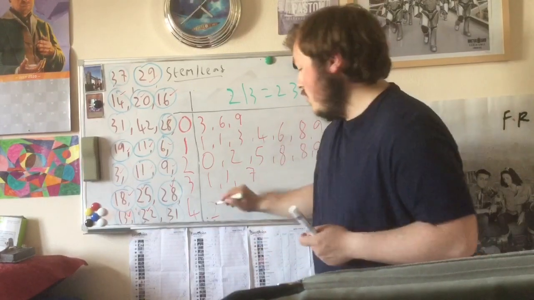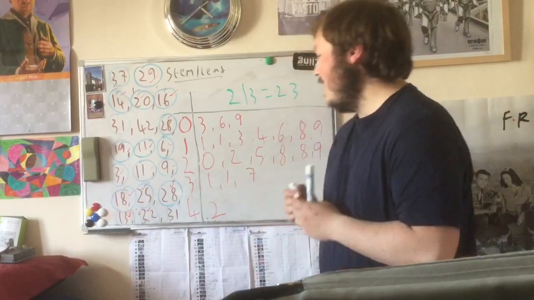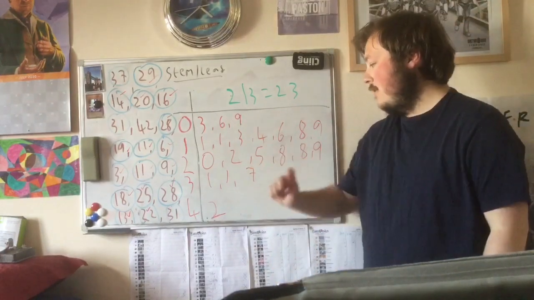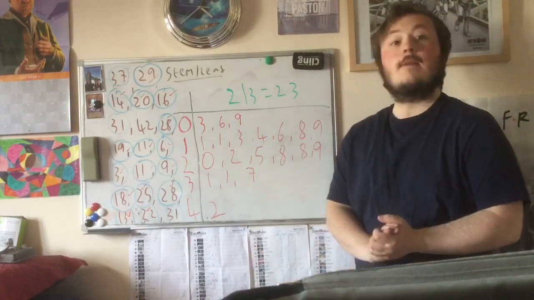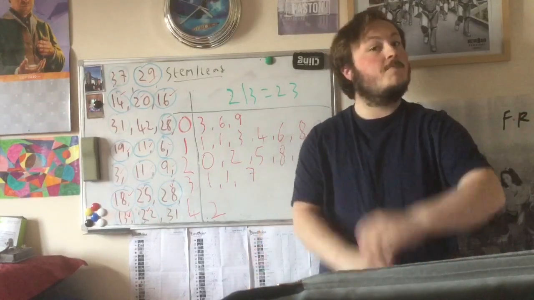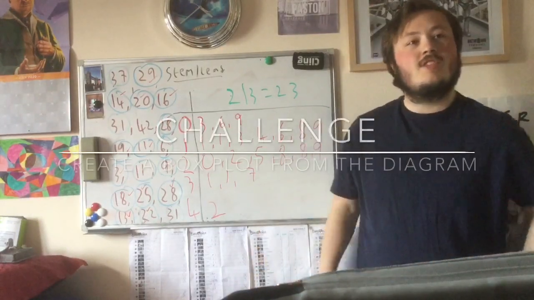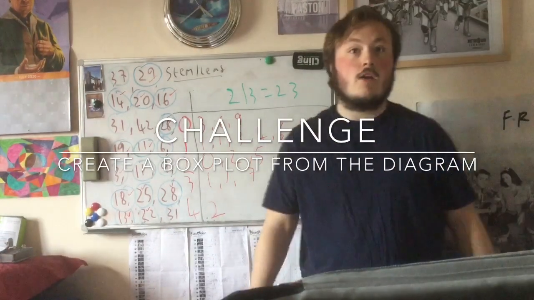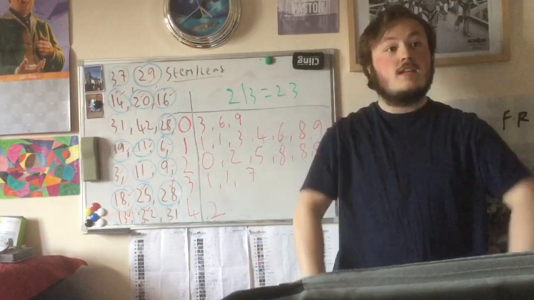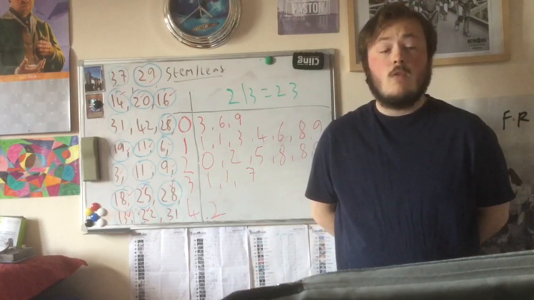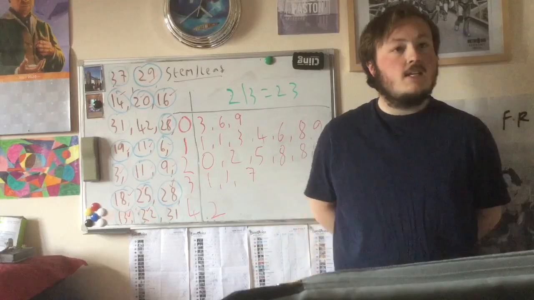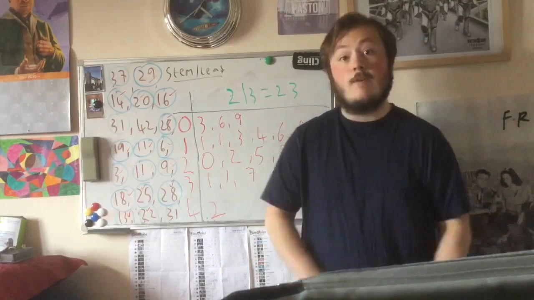Now, this is your challenge for today. I want you to create from this data, thanks to our stem and leaf diagram, a box plot. There we go, that's your challenge. You might think, oh my goodness, how am I going to do that? Well, you just need to find what the lowest is, what the highest is, and then what the median is, and the quartiles. And that should be quite straightforward.